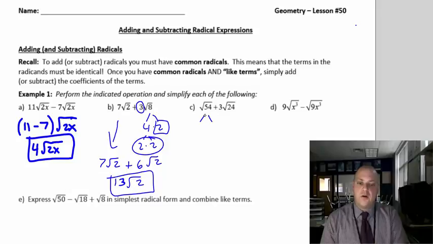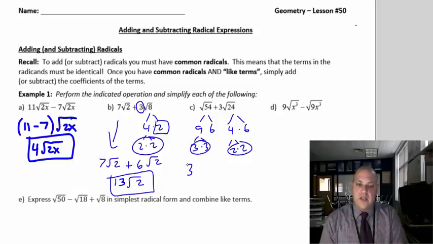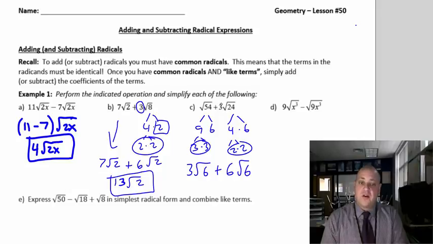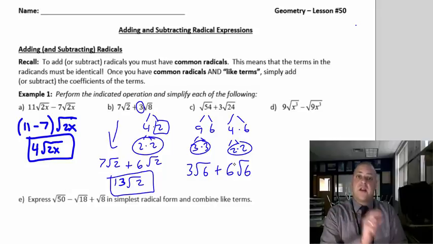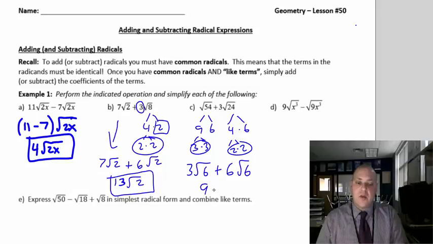All right, 54 breaks down. You can break it down however you want. 9 times 6, and then 9 is 3 times 3. And then 24 breaks down 4 times 6, and then 4 is 2 times 2. So I have a pair of 2's here, a pair of 3's here. So I have 3 radical 6 plus, and then 3 times 2, 6 radical 6. The 3 was already there, and the 2 we took out. 3 times 2 is 6, leaving the 6 left over. And then we're going to add them. 3 radical 6 plus 6 radical 6 is 9 radical 6.